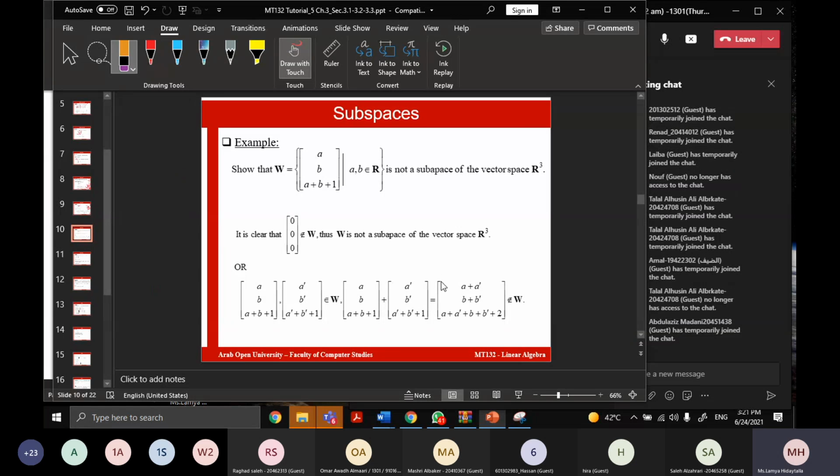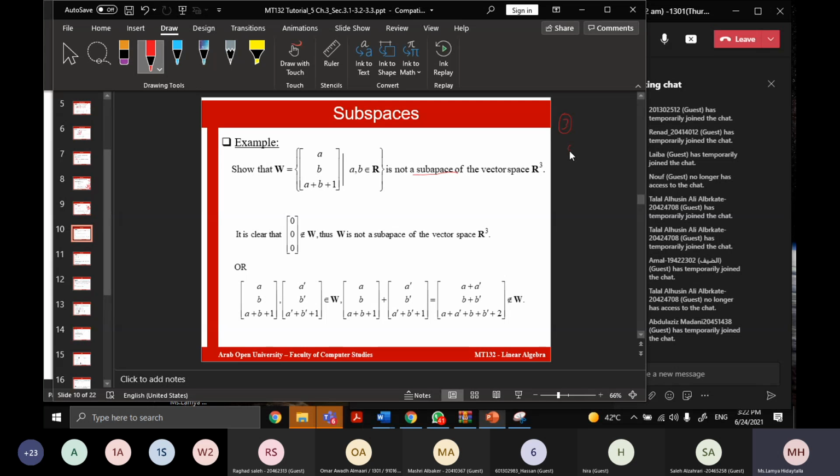Now we do another example. Show that W is not a subspace. For a subspace, there are three conditions. I have to test them. So, what is the first one? The first condition: it is not empty. Is it empty or not?